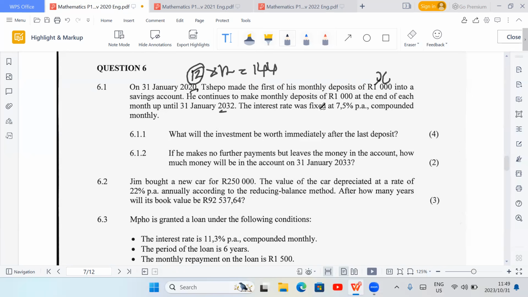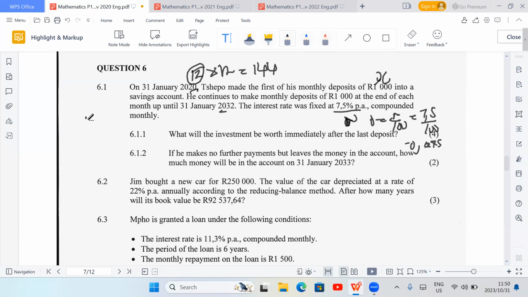Then the interest rate was fixed at 7.5%. Now you know this is your i, but then you should write it. In fact, this is your r. So if you want your i, you should write it as r over 100, right? So whereby you say 7.5 divided by 100. So always you must put this value here as a decimal. You say 7.5 divided by 100, that's 0.075, right? So that will be your i, right?